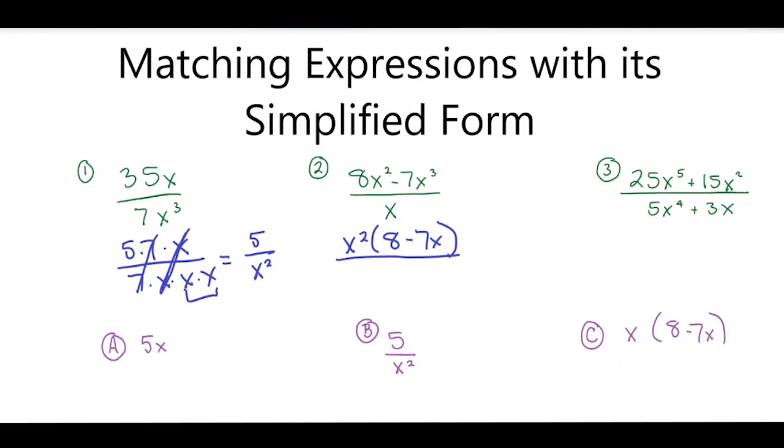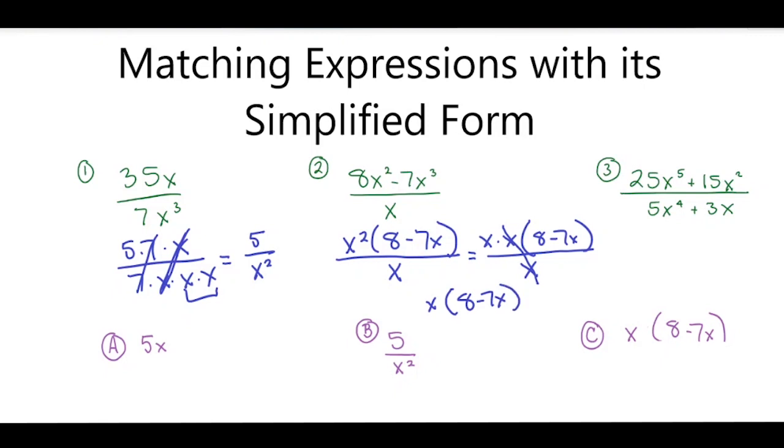And on the bottom, I have an x. Now, be mindful that this is the same as x times 8 minus 7x all over x. And then I can cancel one of the x's on top and the x on the bottom. And my final answer is x times 8 minus 7x.